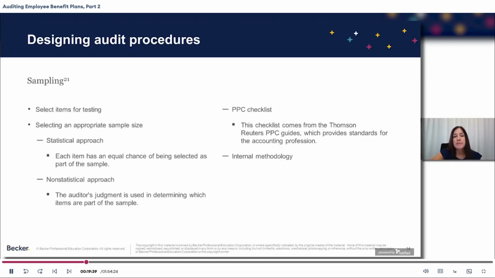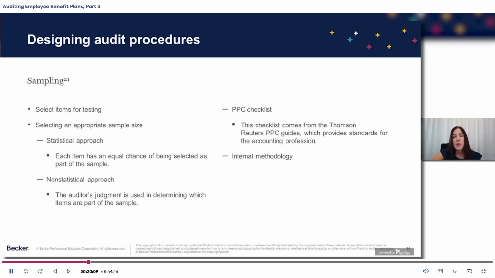So sampling is very important when it comes to helping design and perform your actual testing. A couple things I want to mention about sampling as a whole is that there are two ways to approach sampling. You have statistical and you have non-statistical. Most people have a tendency to use the non-statistical approach. Either one is perfectly acceptable.